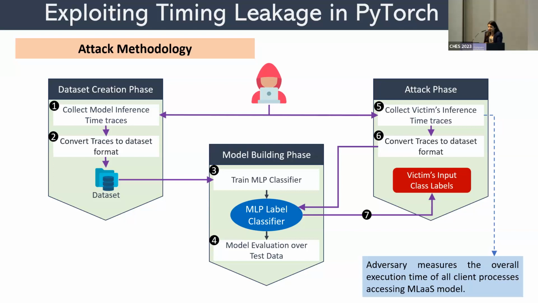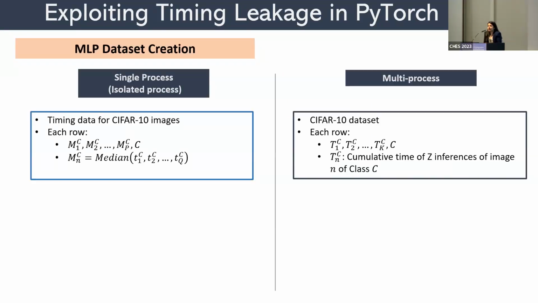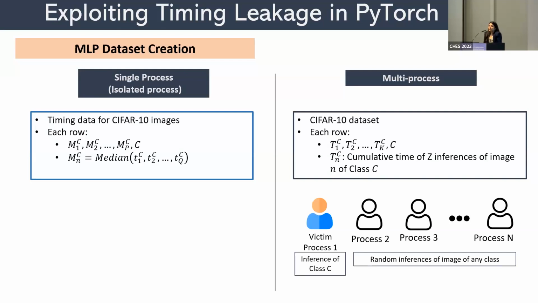We did this attack in 2 scenarios: one was single process and one was multi-process. The single process scenario was when the client was the only isolated process running, with no other processes giving out any noise. This is a more ideal scenario, we would say. We create this dataset, which in one row has variants of multiple traces of certain images of a certain class, and the final label is the class label.